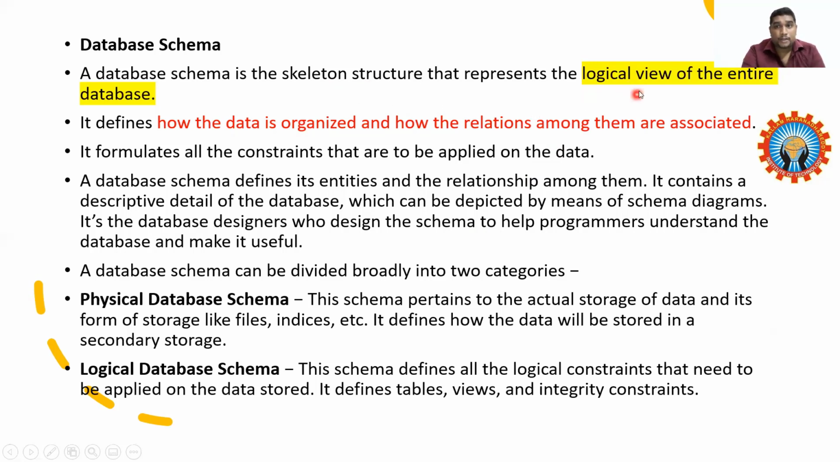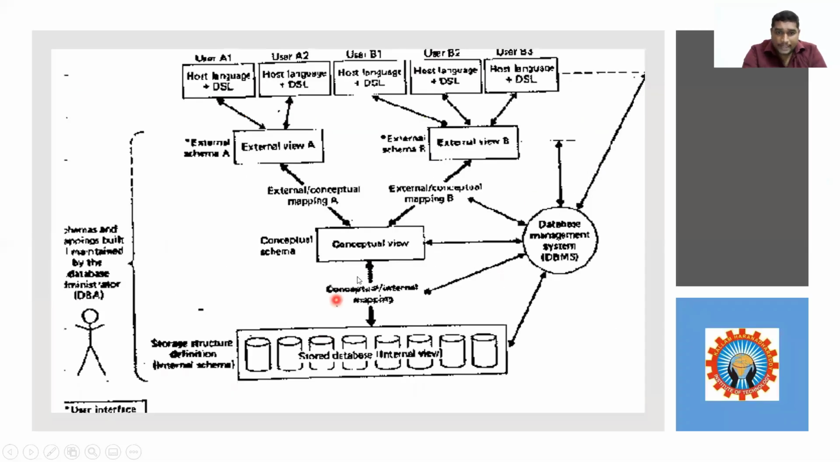Logical view should not be used by the user. It is applicable to the physical database. So it maintains the table structure in the database by means of bit oriented. It defines how the data is organized. The data is organized in the form of data dictionary, and how the relations among them are associated. The relation is like this mapping.